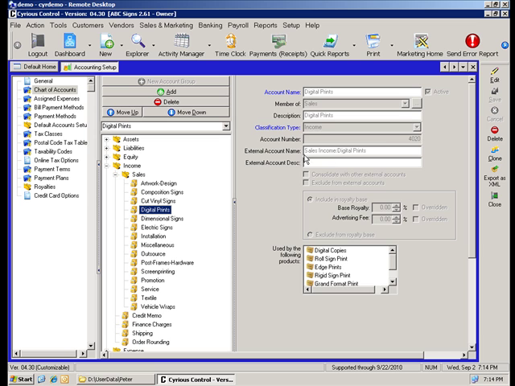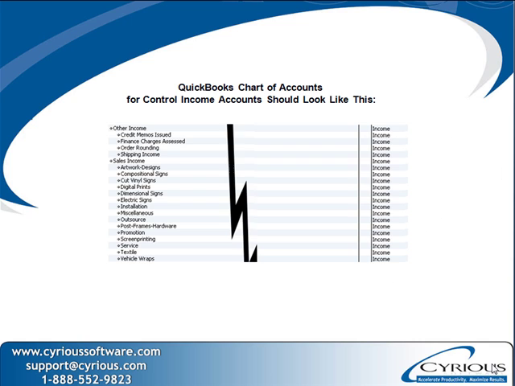A note here that even though we see this external account name, and you will anytime that these accounts are under a subcategory, we will see the parent group here separated with a colon, and then after the colon comes the actual account name as it is to be set up in QuickBooks. In QuickBooks, your chart of accounts should match what you see on the screen to capture all of the income accounts that will be exported out of Sirius.